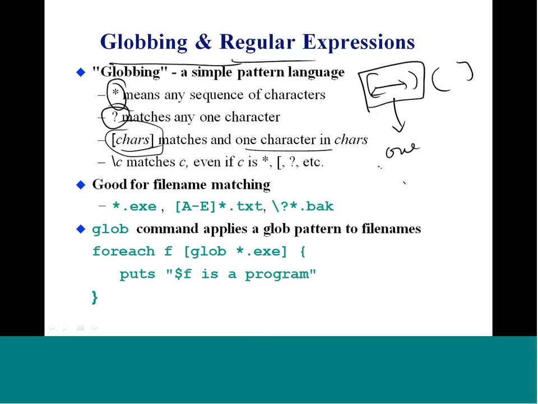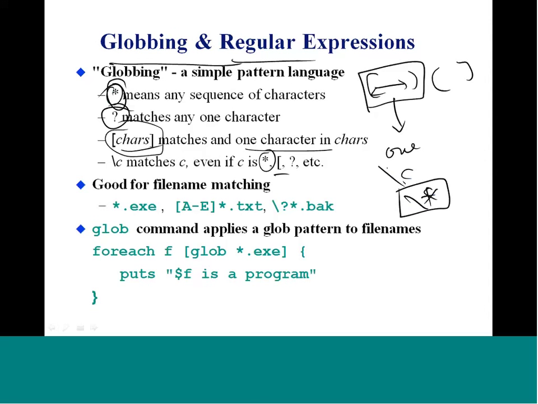And then we can also have backslash with C, which matches C even if it is one of these special characters. So if you want to exactly match a star, you basically escape it as backslash star. So that matches exactly that character.